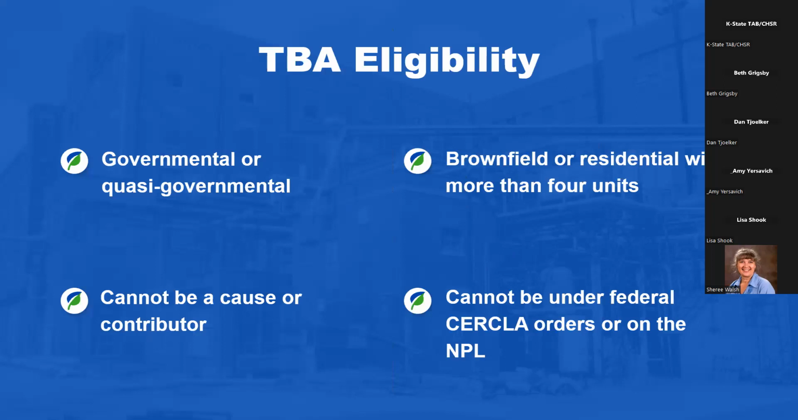Our TBA is for local governments and nonprofits, for brownfields. If there are residential properties, we can only work on properties that have 4 or more apartment units; the typical residential brownfield would be an apartment building with 4 or more units. The applicant cannot cause or contribute to the contamination, and it cannot be under any federal orders. These are questions in our application to get this information, and we can assist you as you fill it out. Next slide.